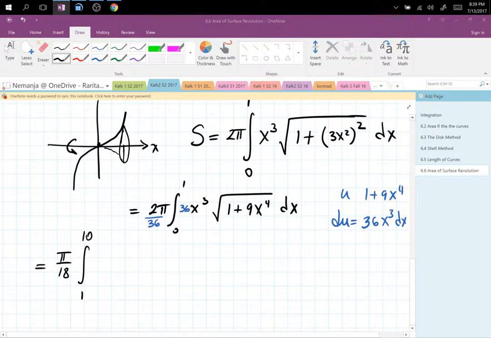When we plug in 0 into 1 plus 9x to the 4th, it kills the 9x to the 4th term. We just have 1. And then when we plug in 1, 1 to the 4th times 9 plus 1 is 10. And all we get here is the square root of u du.